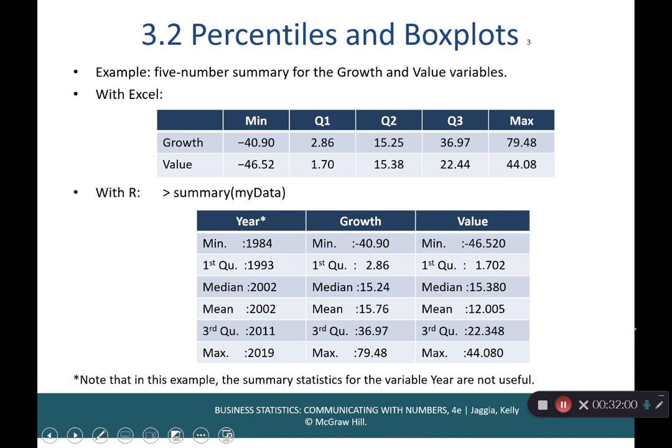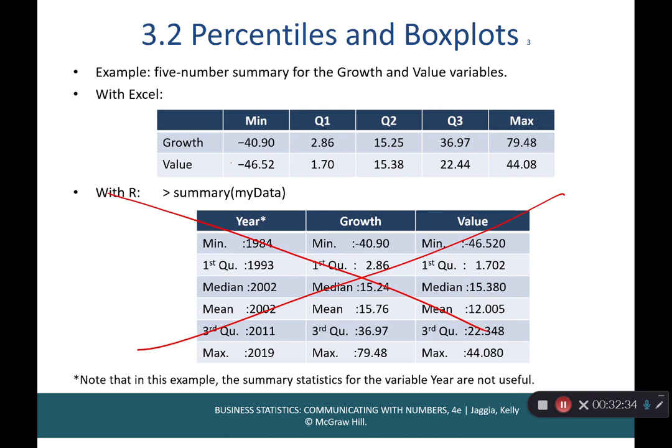Okay, so back to our mutual funds. Which one should we invest in? Let's not worry about R. With Excel, we're able to find the minimum, Q1, Q2, Q3, and the max for both growth and value. Now let's look. The minimum value would be basically the worst loss. We can see here that value lost more at one point in time than the growth did, but they both lost in the 40s, so that's kind of scary.